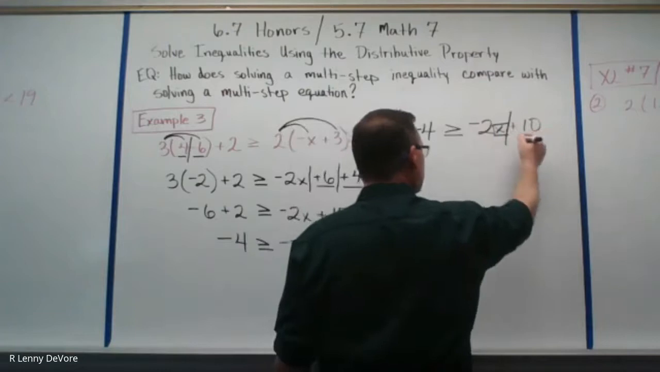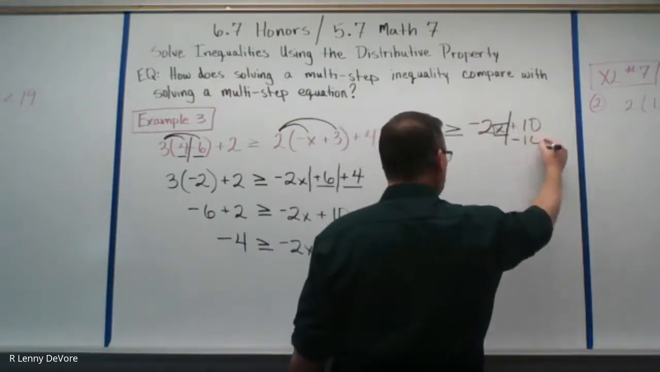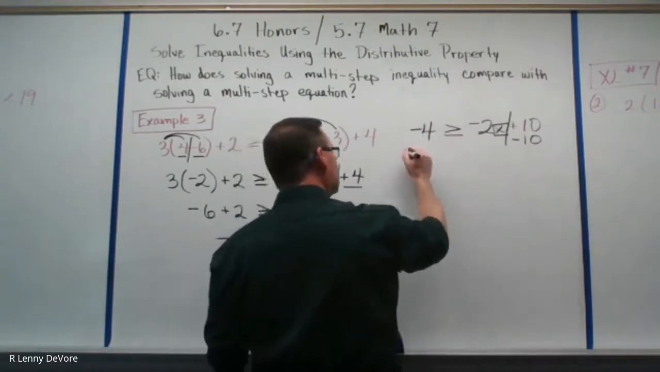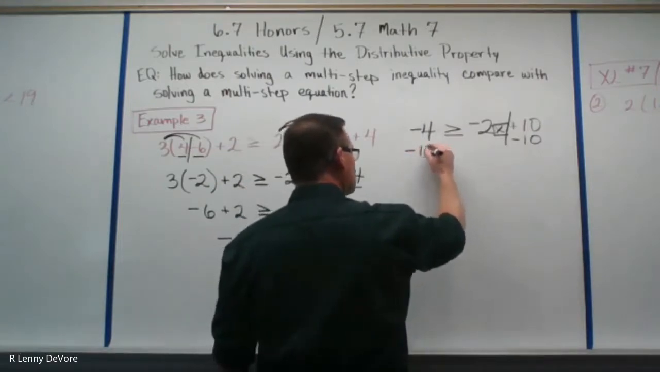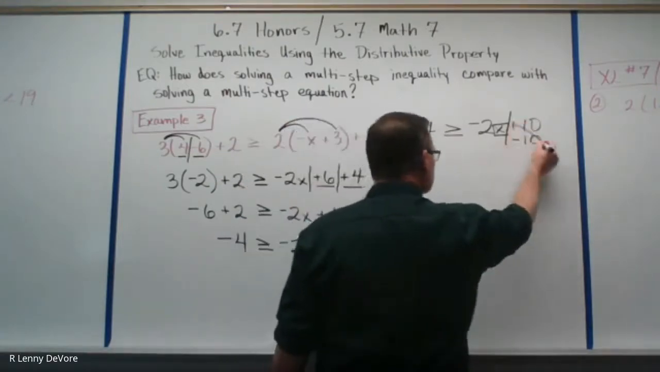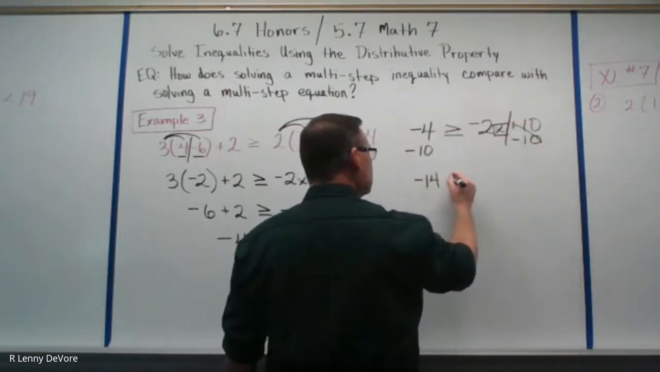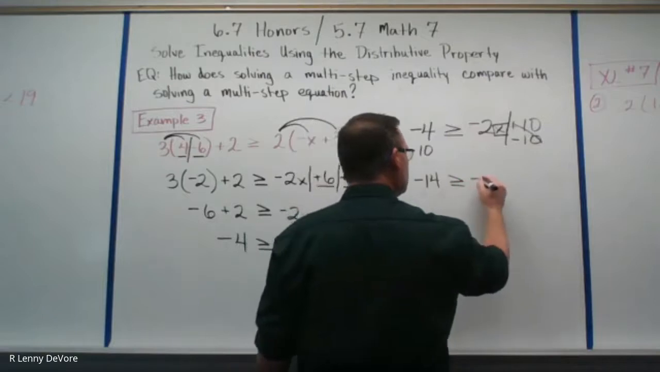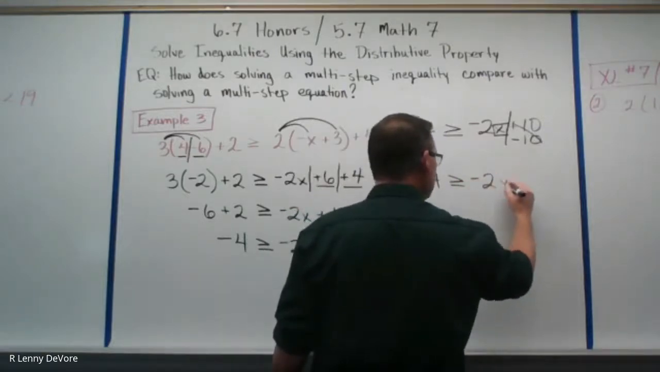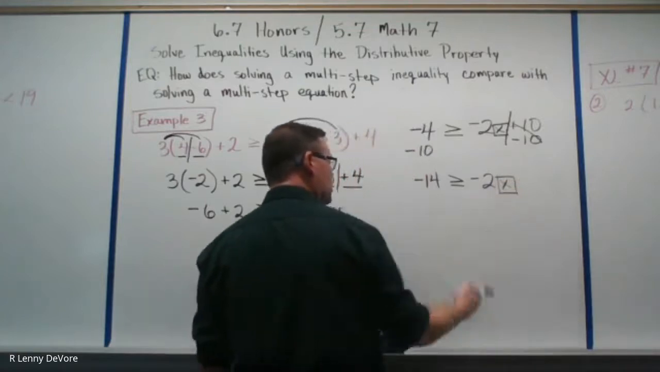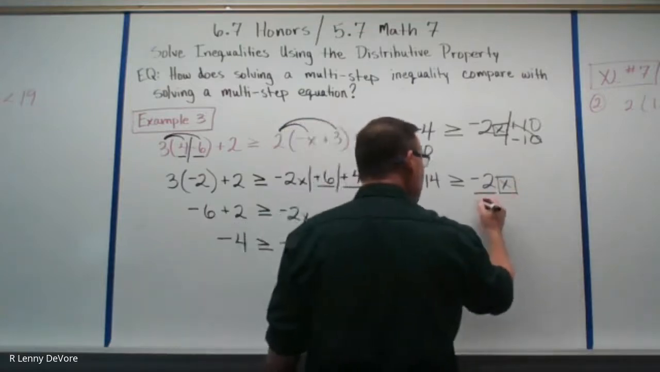So I'm going to get rid of the +10 by subtracting 10. But remember, I cannot do that without doing it over here also. So we're going to subtract 10 here also. This is gone. This is a -14 greater than or equal to -2x. Now we're still trying to get x by itself. I need to get rid of the -2. So I'm going to divide by -2.